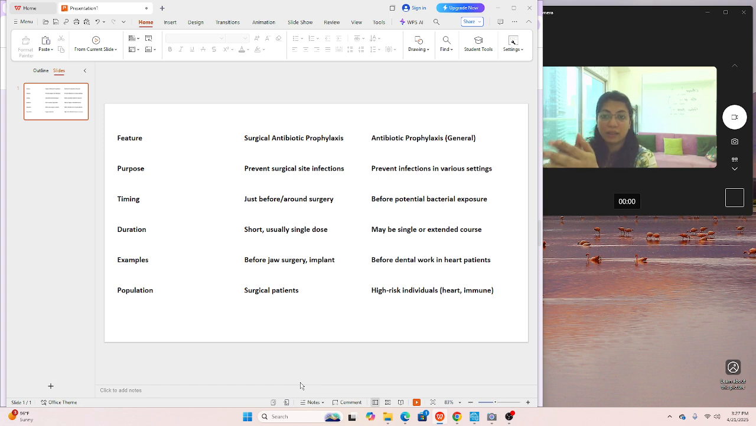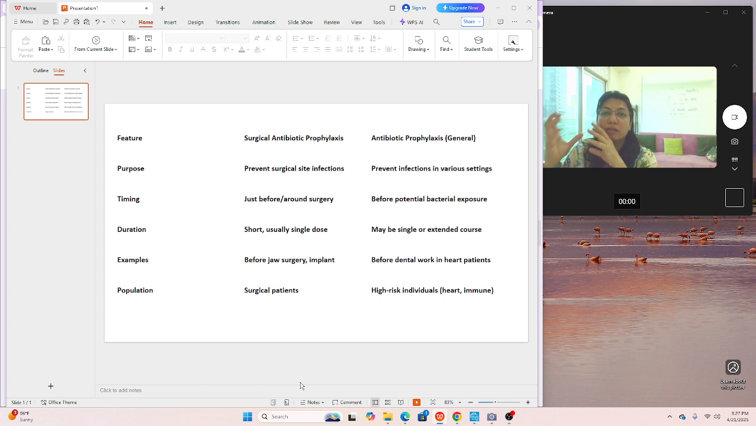Again, repeating: surgical antibiotic prophylaxis is given to prevent infection on the surgery site. Antibiotic prophylaxis is given to prevent infection in general. Now, what is the purpose of giving a surgical antibiotic prophylaxis? Like I mentioned, it's to prevent surgical site infection. And what is the purpose of giving antibiotic prophylaxis? The general one is to prevent infections at various sites, usually the heart, but usually to prevent infections at various sites.